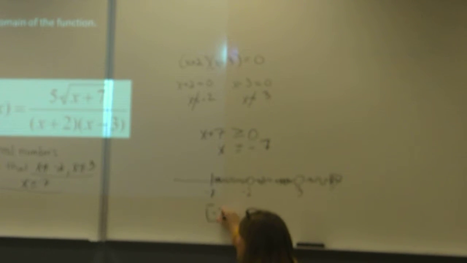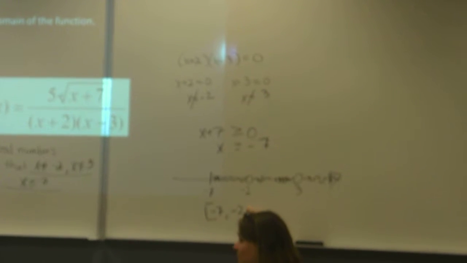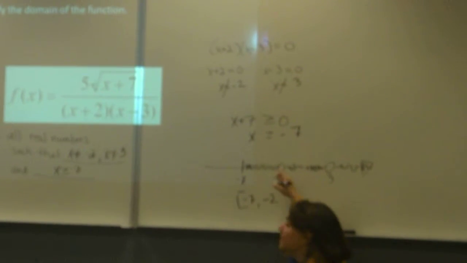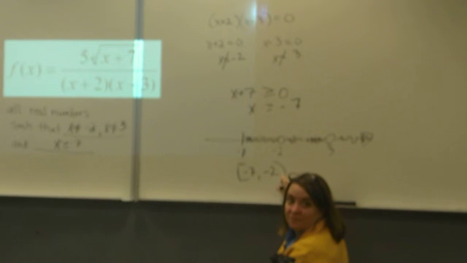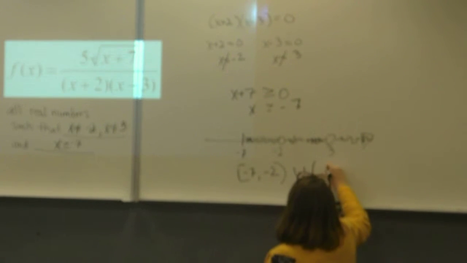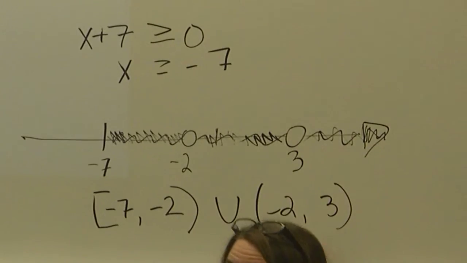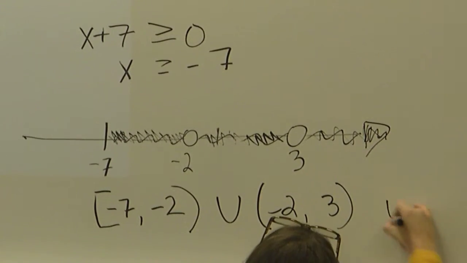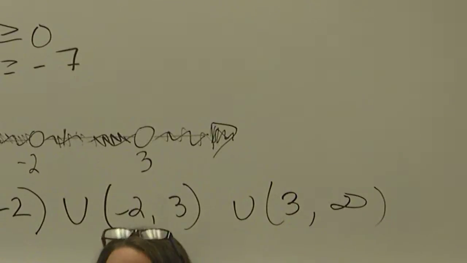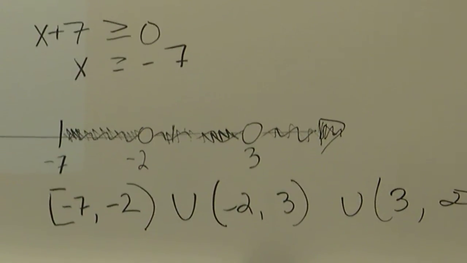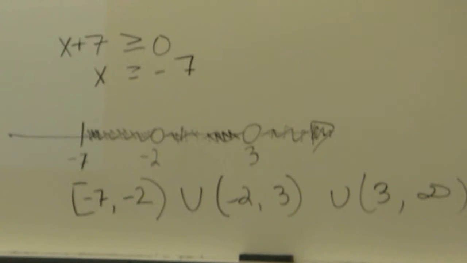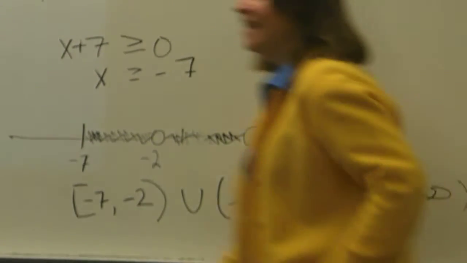It's actually the half open interval, -7 up to -2. But we've emphasized that we're not including -2. We have the open interval from -2 up to +3. And then anything bigger than 3. This would be a more formal answer. Yeah?